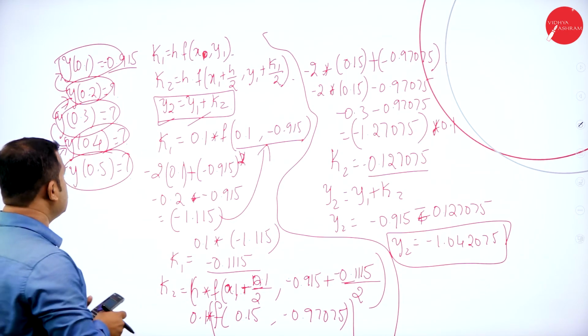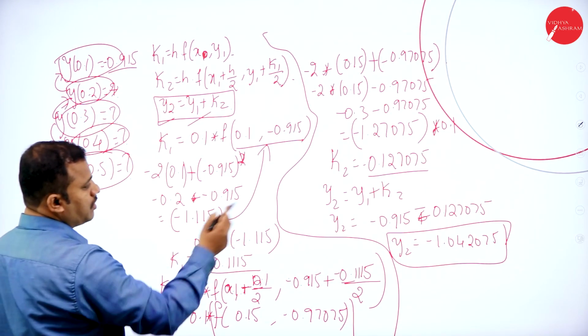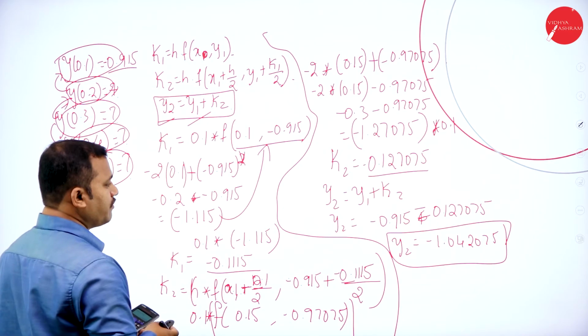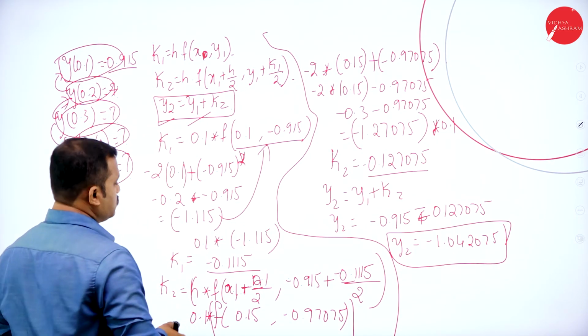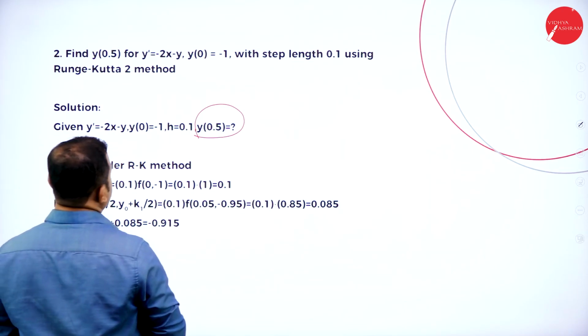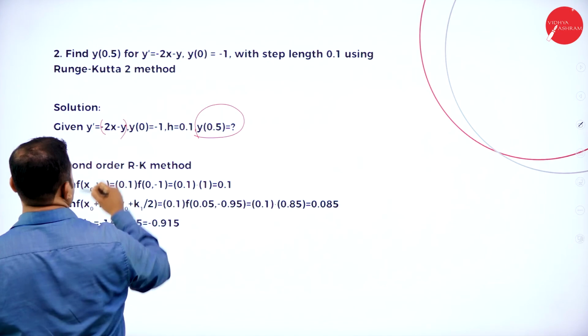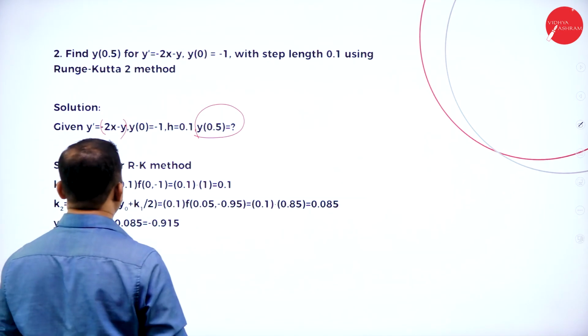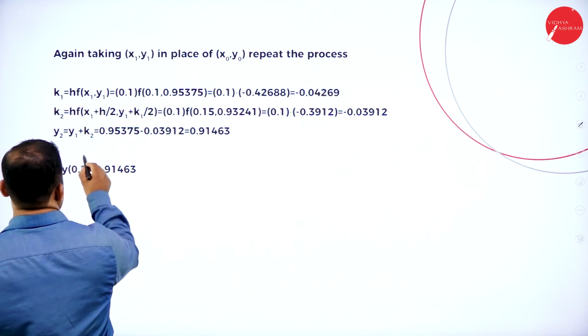If that is the case, we have found the value of Y of 0.2. What is that? Minus 1.042075. If the equation changes, the value also changes. So that is the case. See here, we have minus 2x minus y is the function used here. So that is the value of y1 we have obtained here. Y2 is equal to this.